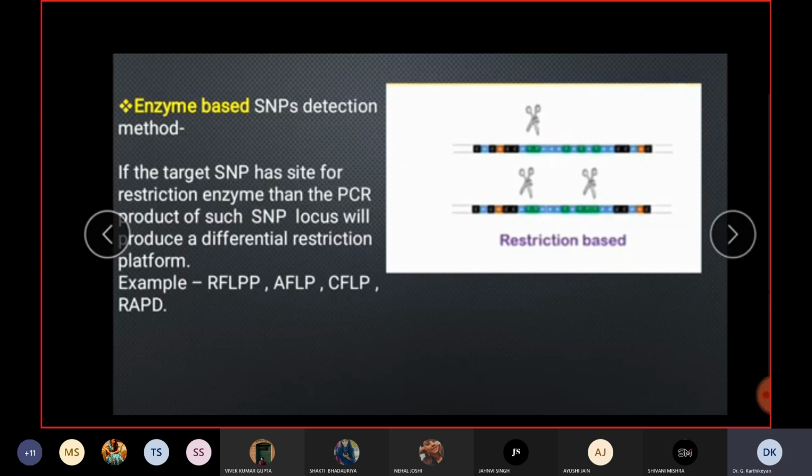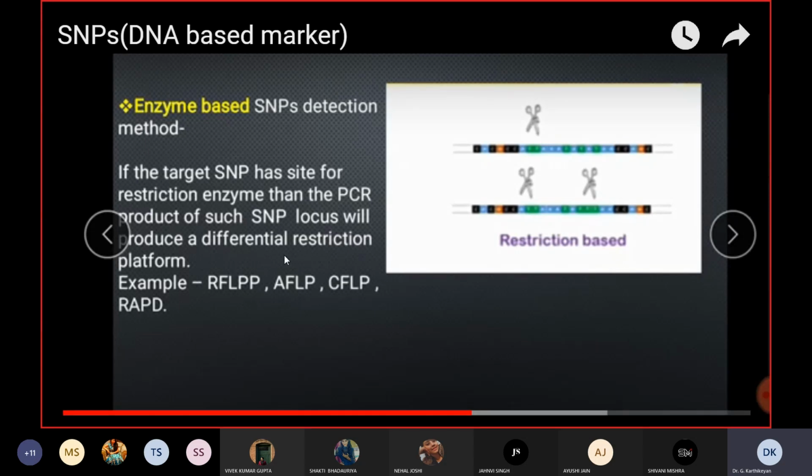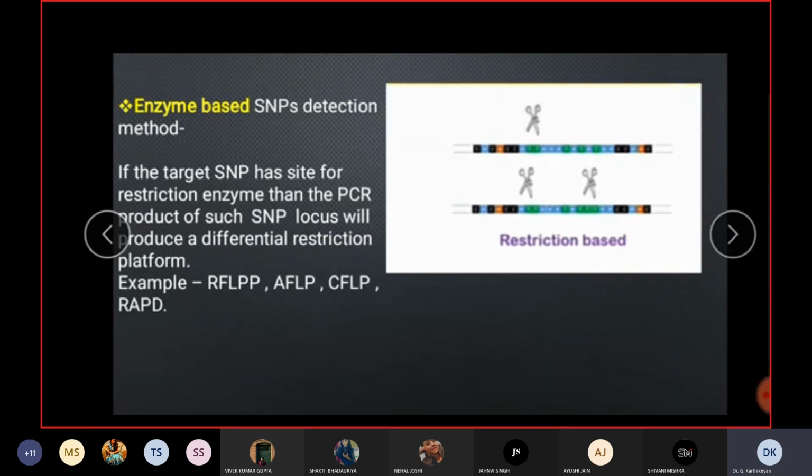Enzyme based SNP detection method. If the target SNP has a site for a restriction enzyme, then the PCR product of such SNP locus will produce a differential restriction pattern. Example: RFLP, AFLP, CFLP.